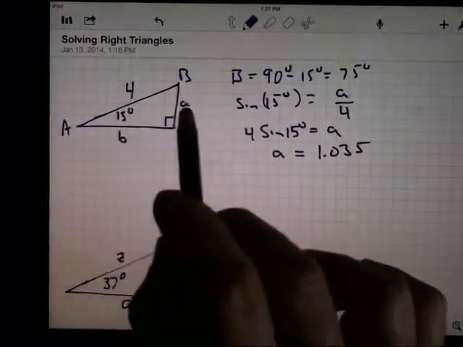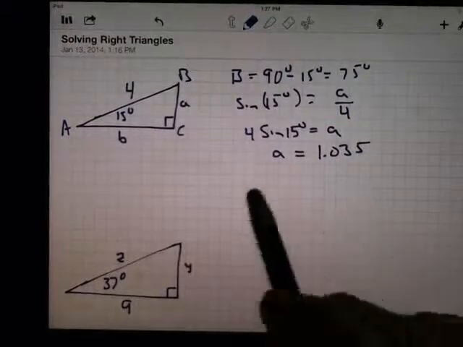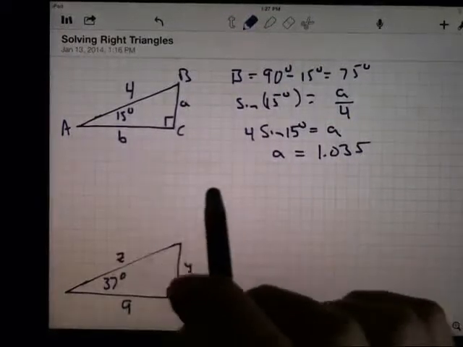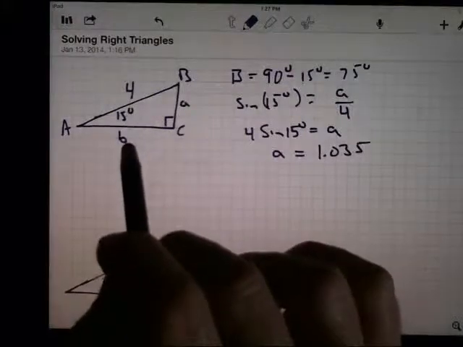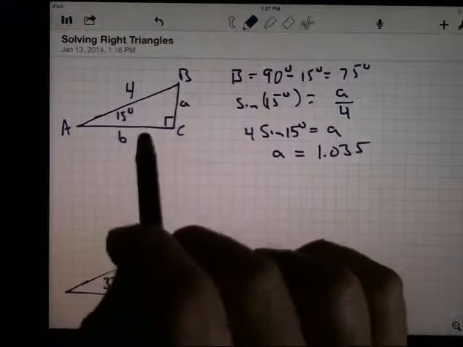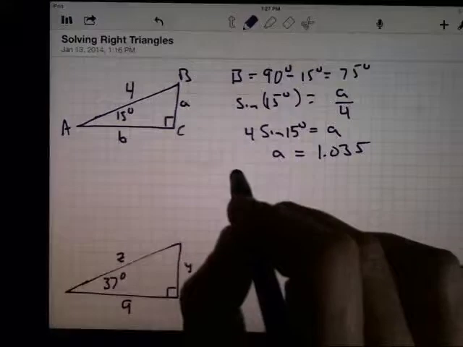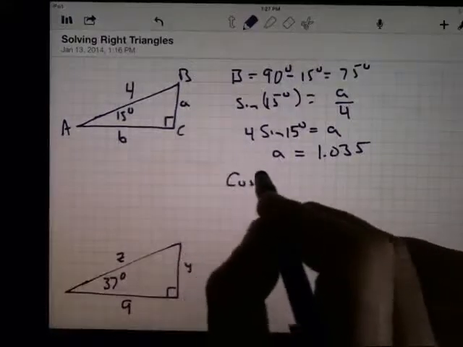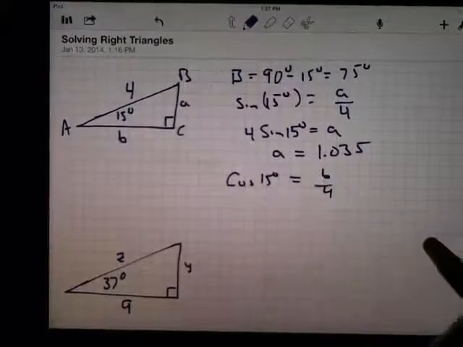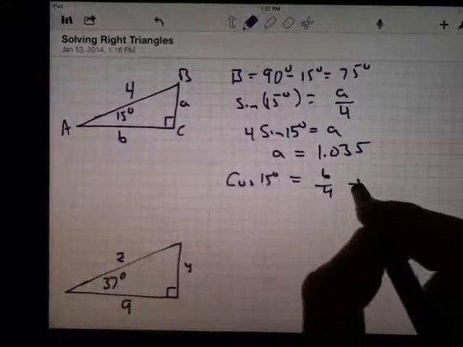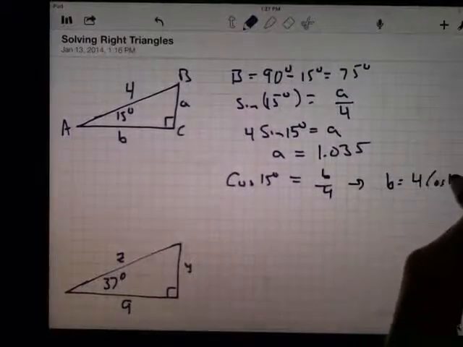I could say 4 squared minus whatever this number is squared. However, I'm not going to do that because I want to point out that I could use trig. When I'm looking at this now, 15-degree angle, the side I want is the adjacent side, and the side I know is the hypotenuse. Adjacent and hypotenuse, that angle, that's a cosine. So I'm going to look at the cosine now of 15 degrees. That's got to be B over 4. Multiplying both sides by 4, I've got that B is equal to 4 times the cosine of 15 degrees.